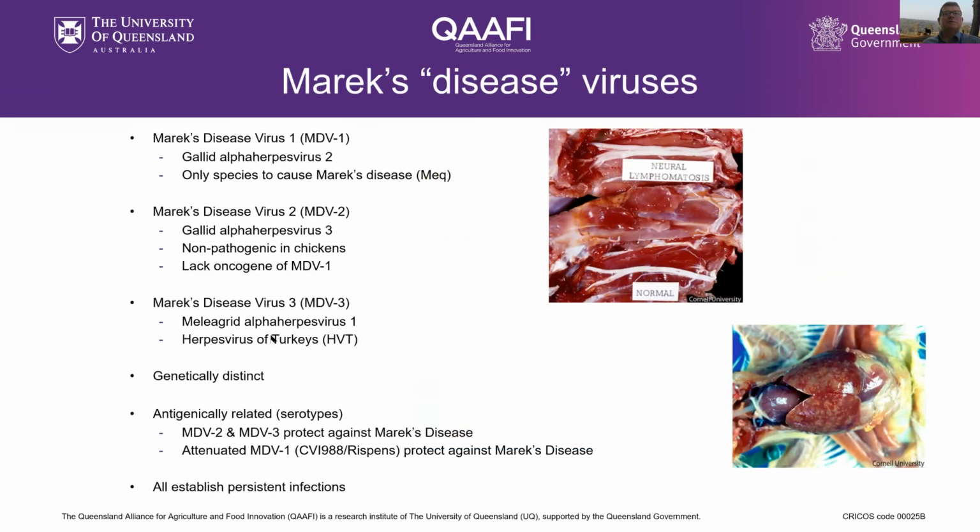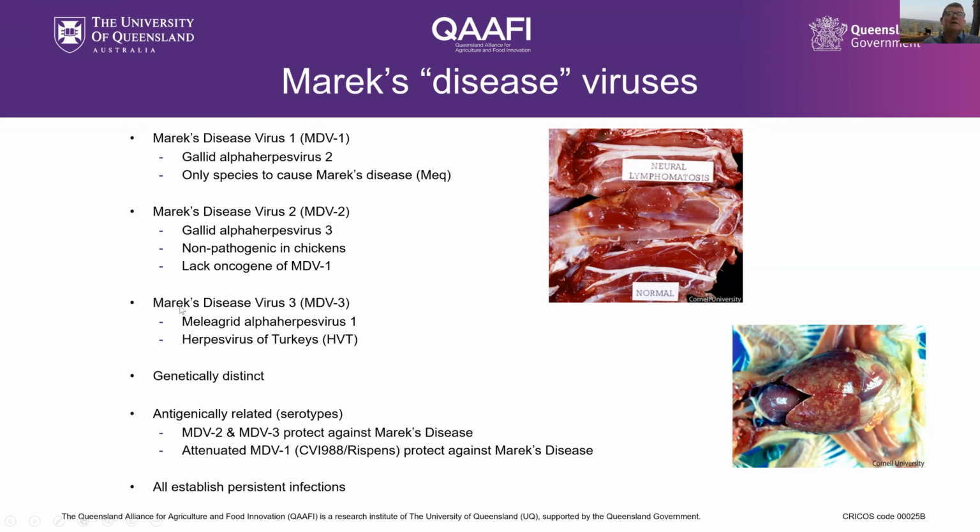So what are these viruses that I'm talking about? There's a family of viruses which we have historically referred to as the Marek's disease viruses. There's only one virus though, Marek's disease virus 1, or Gallid herpesvirus 2, which causes Marek's disease. So it's associated with these enlarged nerves and the lesions that form in the visceral organs. There's a second virus that also infects chickens, very closely related to the virus that causes Marek's disease, but it doesn't have the capacity to cause the cancer because it lacks the oncogenes responsible for that.